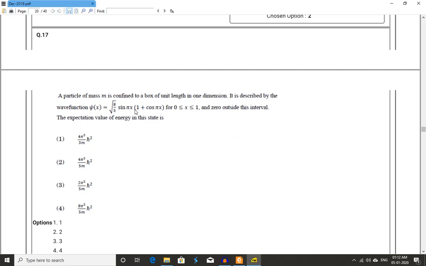First term is fine, this is sin pi x, the ground state wave function. For the second term, you need to apply sin pi x into cos pi x. Just break it up using the formula for sin a cos b. Sin a cos b you break, you will get what you should have got. So then you could easily do this.